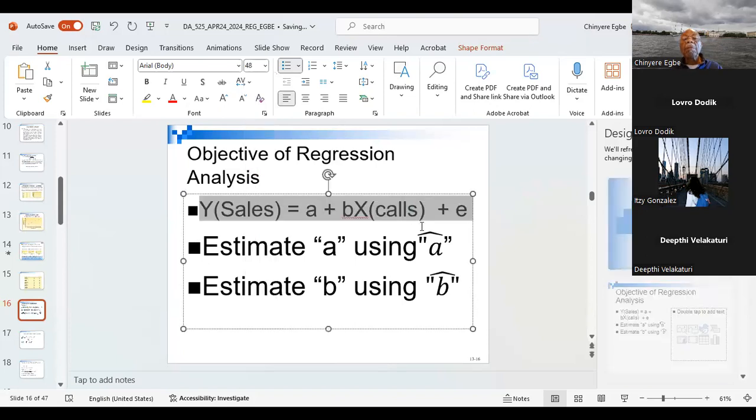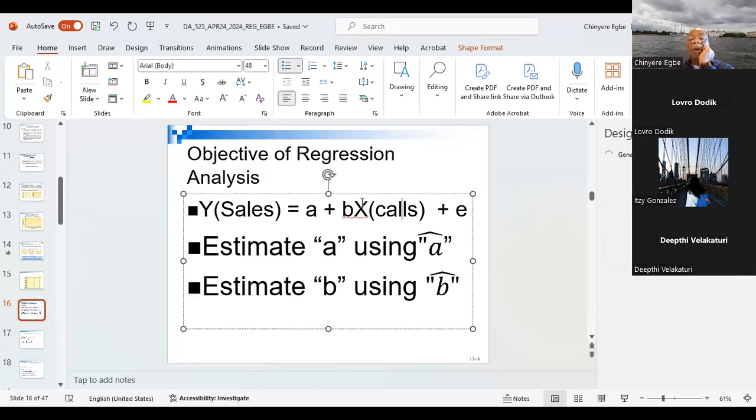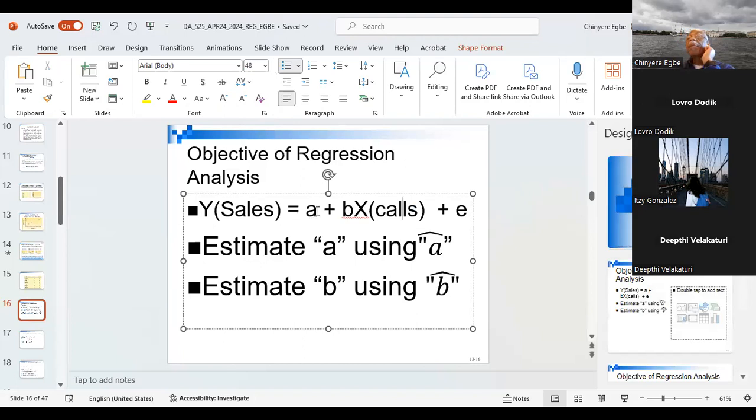All right, so now a is the constant value. So if x is 0, some sales will be made. We're saying that we estimate that if a salesperson makes no calls at all, they're going to be able to sell something anyway. And so the amount of sales will be A.